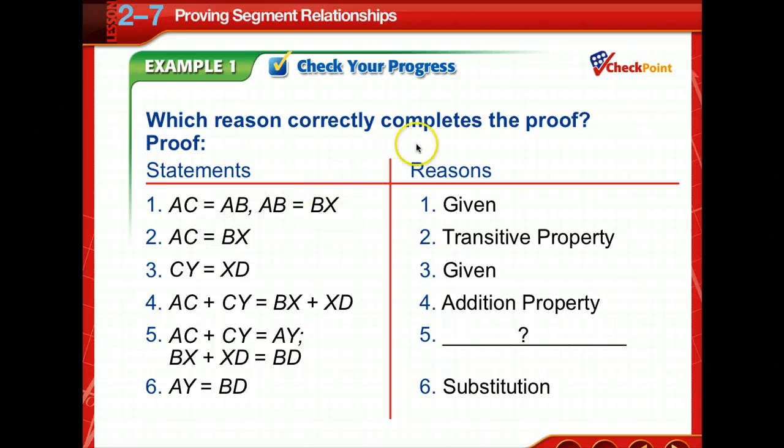So, which reason correctly completes the proof? We're trying to give a reason for why AC plus CY is equal to AY, and BX plus XD is equal to BD.